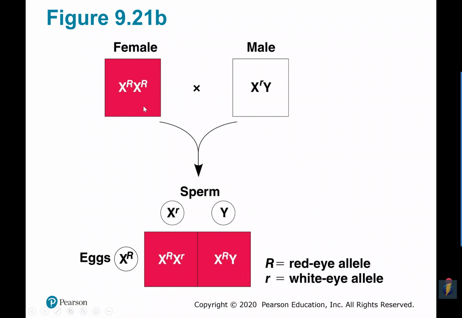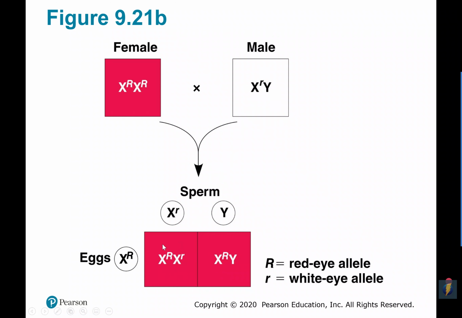And so here, if we look at that process, you have a female. She's got red eyes. She's got that red gene linked to her two X's. Here you have the male. He has the white-eyed allele on his one little X chromosome.